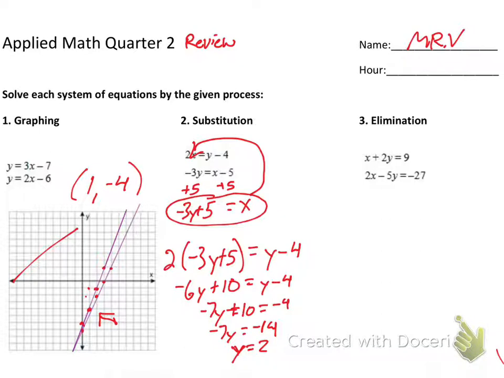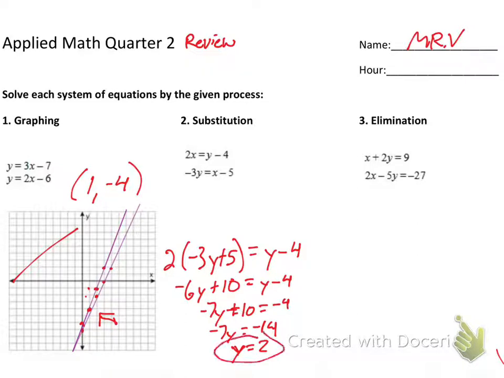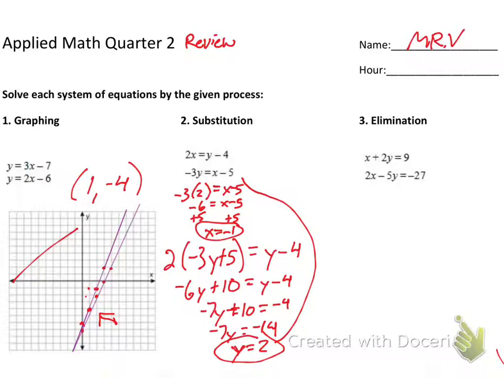Now that you know one of the variables, you can go back to your original 2 equations, and either one, plug it in. I know what my y is, so I'll plug it into the second one. It's going to be negative 3 times 2 is equal to x minus 5. So negative 6 is equal to x minus 5. I'm going to add 5 to each side, so my x is going to be equal to negative 1. Now I have to frame it in coordinates, so my answer is going to be negative 1, 2.